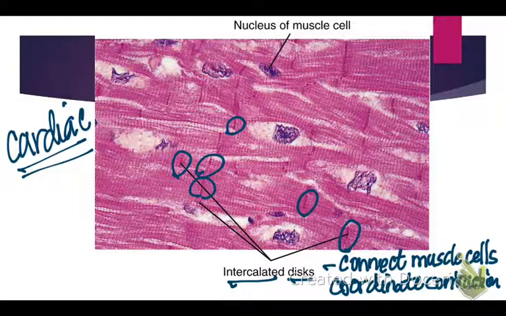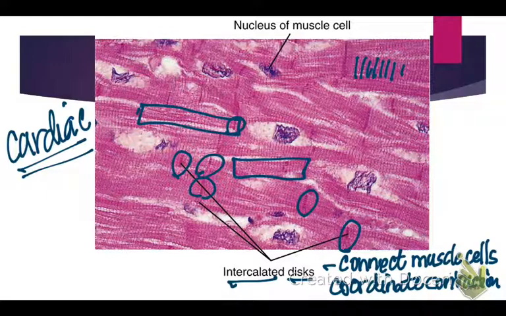Another feature, do you notice how, yes, there are striations? Okay, you see the striations. When you see striations, you know it's going to be a cardiac or a skeletal. But are these cells nice and parallel looking to each other? Does it look parallel like it did? Or do they look a little bit more like possibly branched? A little bit less organized?